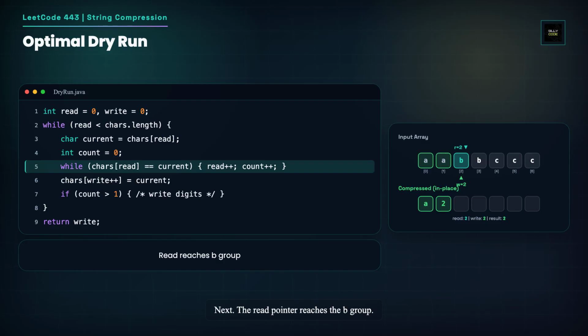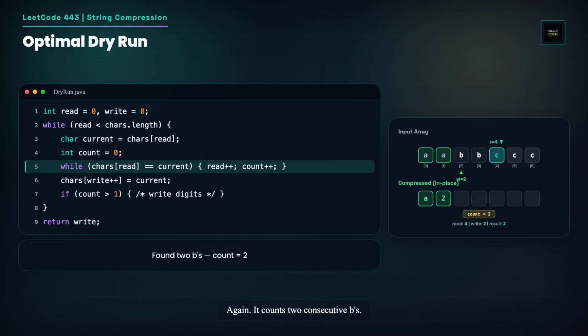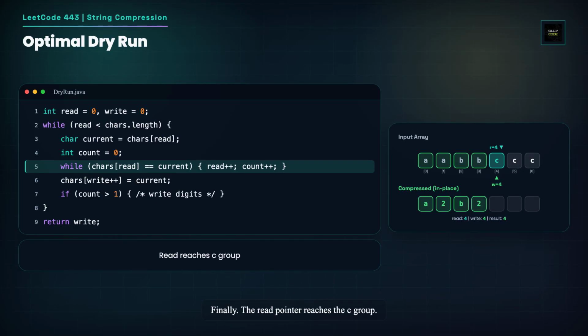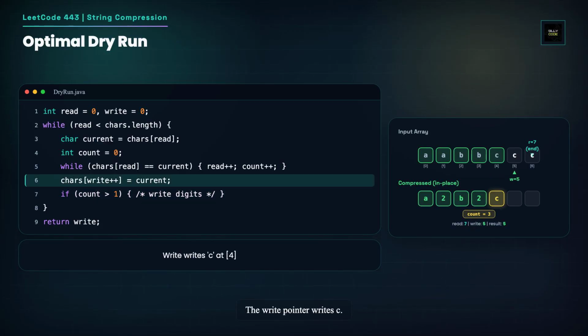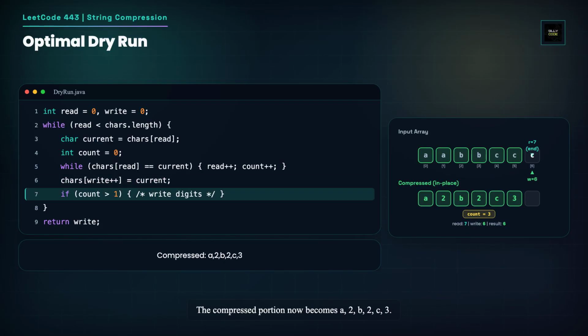Next, the read pointer reaches the B group. Again, it counts 2 consecutive Bs. The write pointer writes B, then 2. Now the compressed portion becomes A2B2. Finally, the read pointer reaches the C group. This time, it counts 3 consecutive Cs. The write pointer writes C, then 3. The compressed portion now becomes A2B2C3.